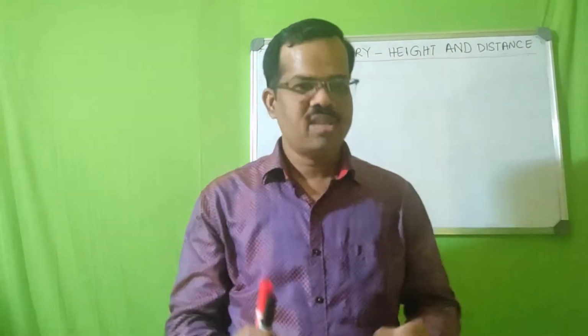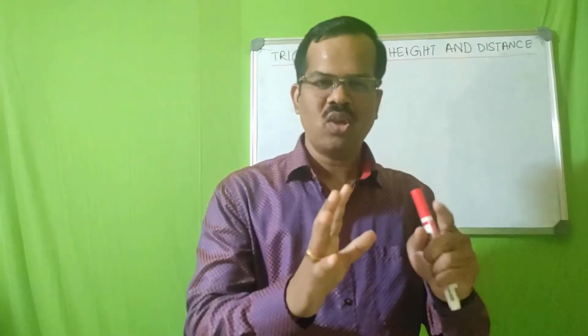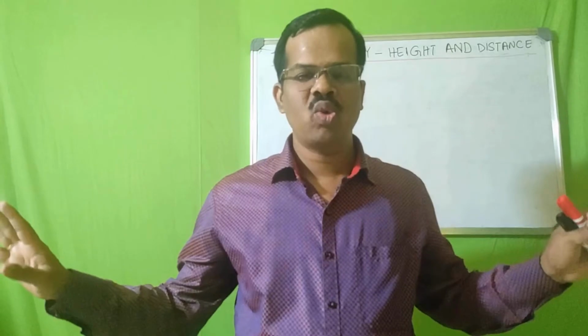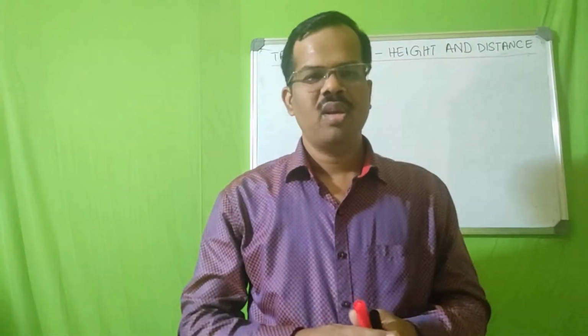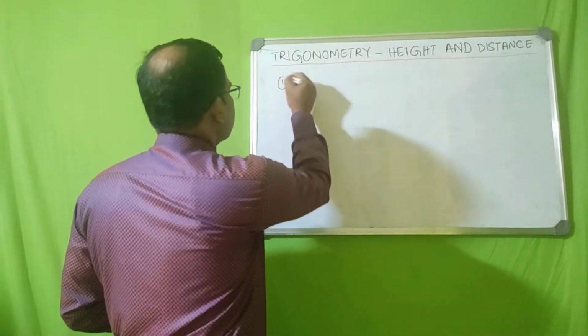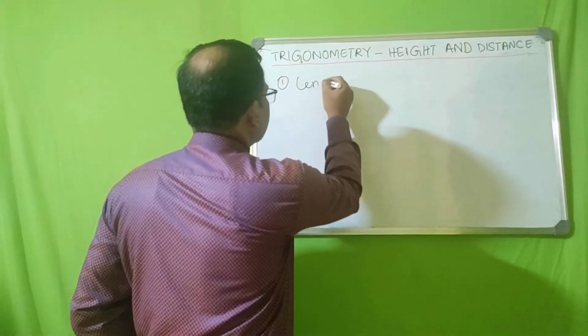Okay, 3 things. In this class, I will teach only 3 things. And based on those 3 things, you will be able to solve all the problems related to height and distance. So what are they? First is the line of sight.